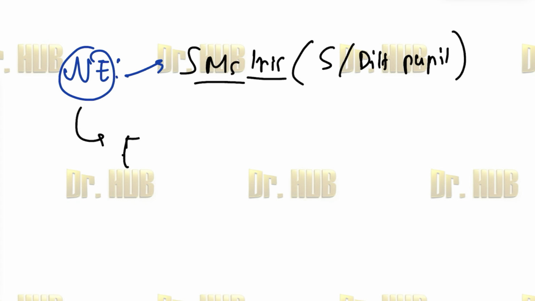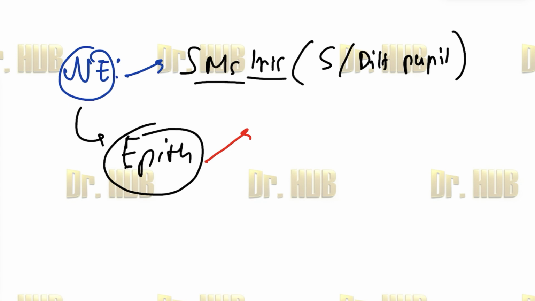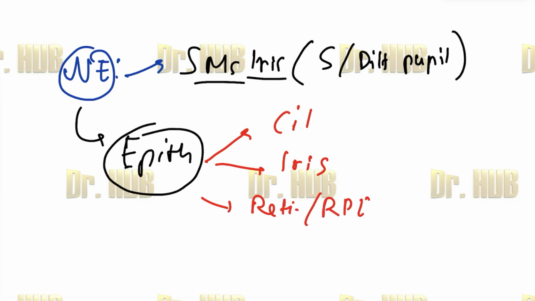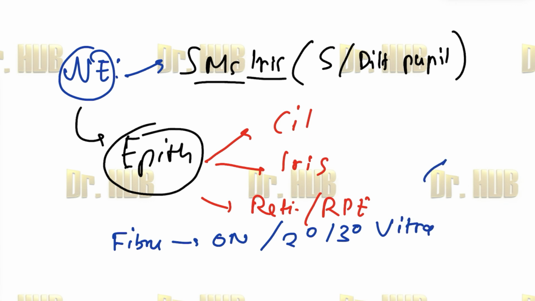Next, what are the epithelia which are present? Under epithelium, it contains the ciliary epithelium, the iris epithelium, and the retina and the retinal pigment epithelium. Next, what are the other things present? It has the fibers of the optic nerve, and the secondary and the tertiary vitreous.